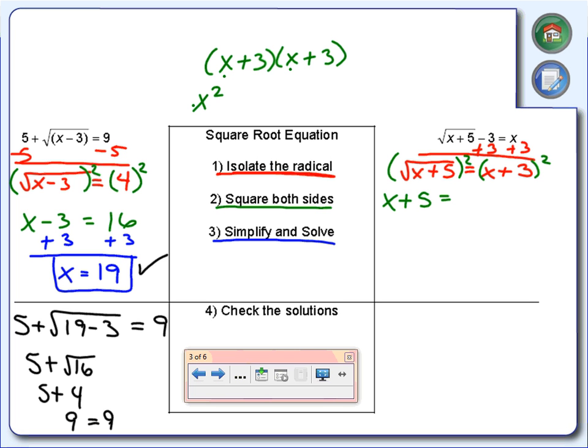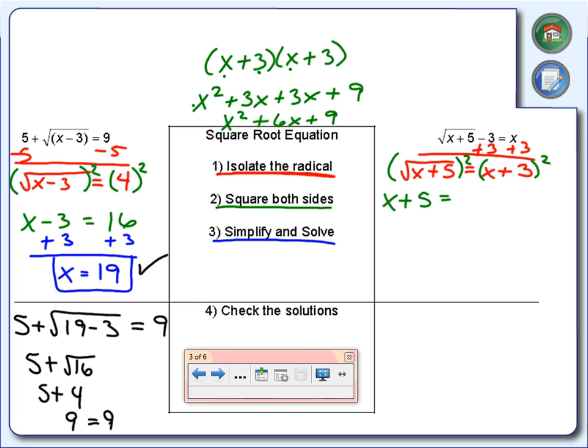This x times that 3 is 3x. This 3 times that x is 3x. And 3 times 3 is 9. All I'm doing is the FOIL method. But we can simplify that. What can I do to simplify that? Add the x's. And what do you get when you add the x's? 6x. So we simplify it, and now we've got x squared plus 6x plus 9.